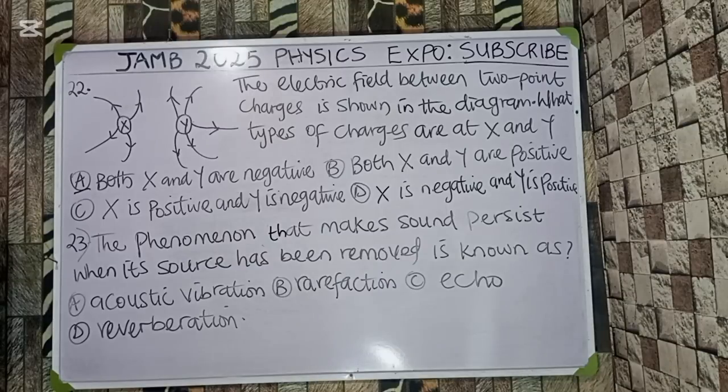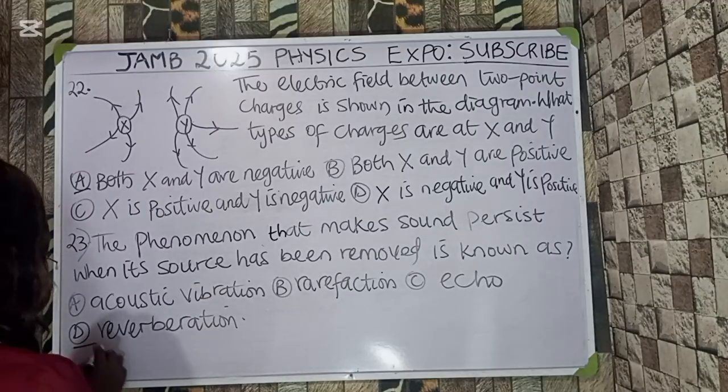Question 23. The phenomenon that makes sound persist when its source has been removed is known as A. Acoustic vibration, B. Refraction, C. Echo, D. Reverberation. Now reverberation is the persistence of sound after the source ceases. That means the particular phenomenon that makes sound persist after the source has been removed is said to be what? Reverberation. That is option D.